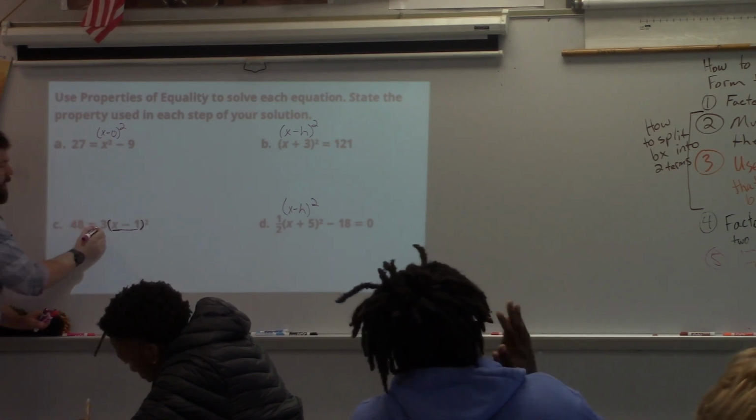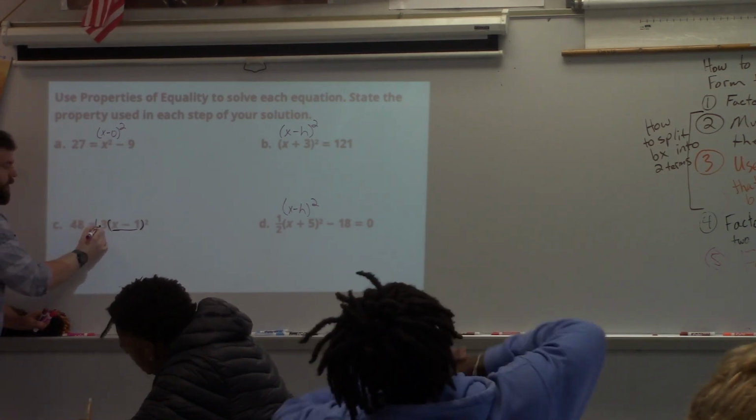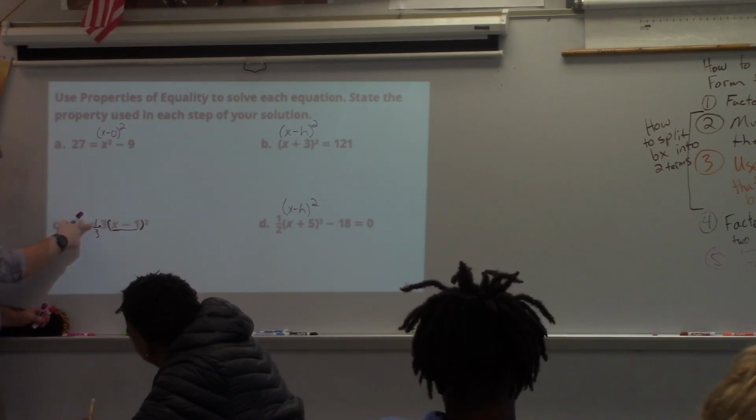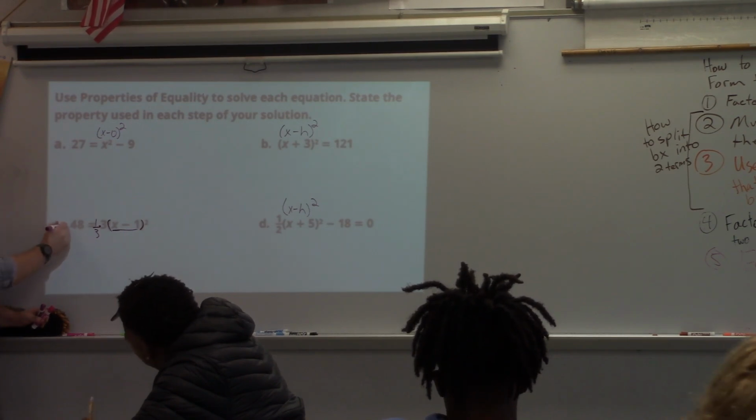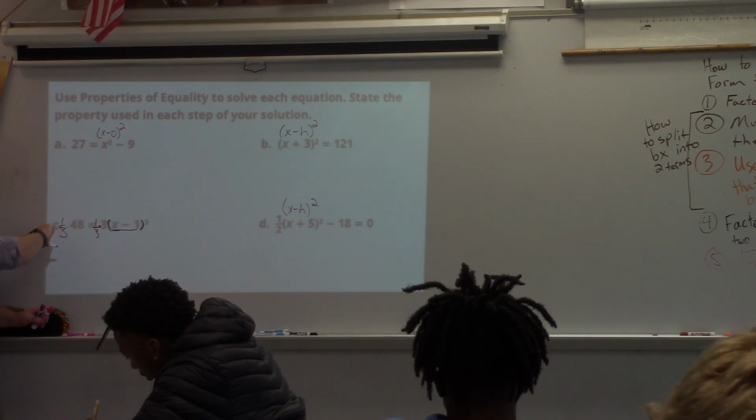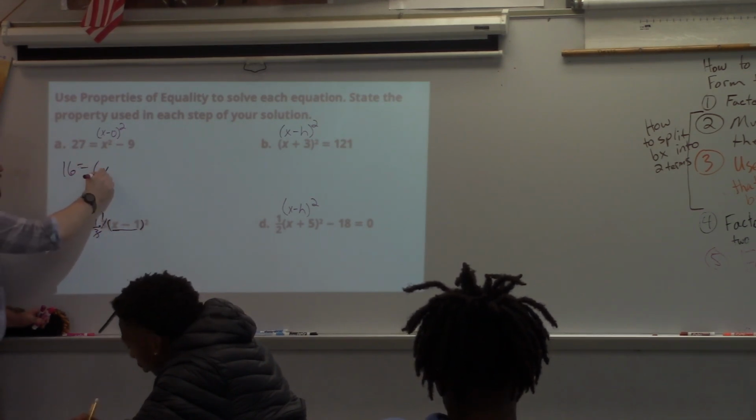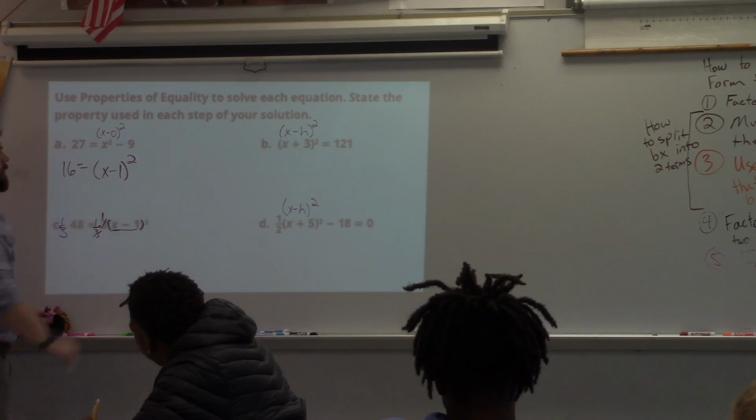Divide by 3. And remember, I recommend that reciprocal, because how is this read? 1 over 3. Divide by 3. That is my division by 3. Okay? What's a third of 48 then? 16. Equals 3's cancel, leave me with the exponent of 1. I have x minus 1 squared.